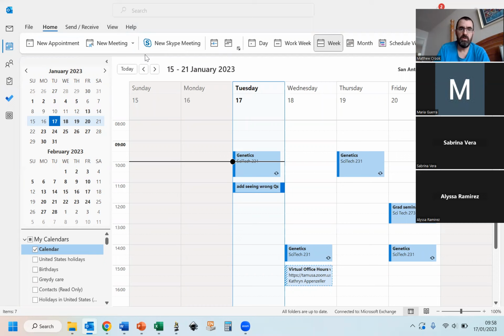So contact info is in the syllabus, not the schedule, but the syllabus. That's got my email address, which is matthew.crook. So that's my email address. Email is usually the best way of getting hold of me. I don't think I've ever answered my phone in my office.